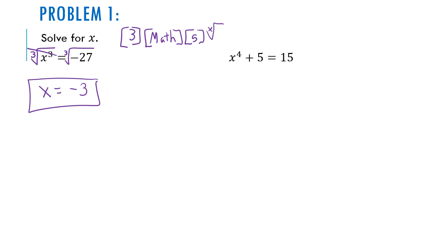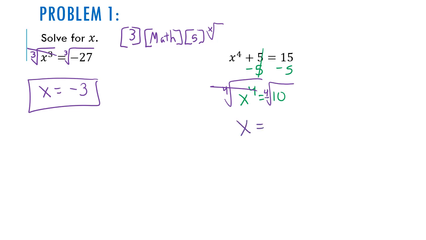Our second problem, we have x to the fourth plus 5 equals 15. We can minus the 5 over, so we have x to the fourth equals 10. Then we can go ahead and fourth root both sides. So now the exponent of 4 and the fourth root cancel out, leaving x equals.